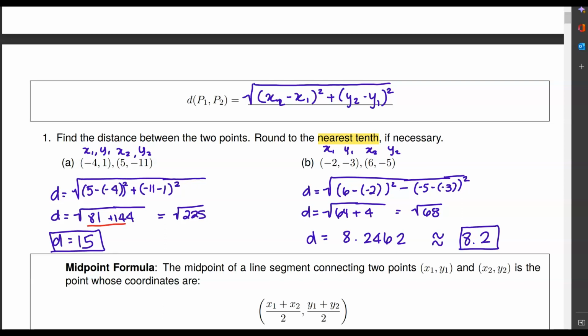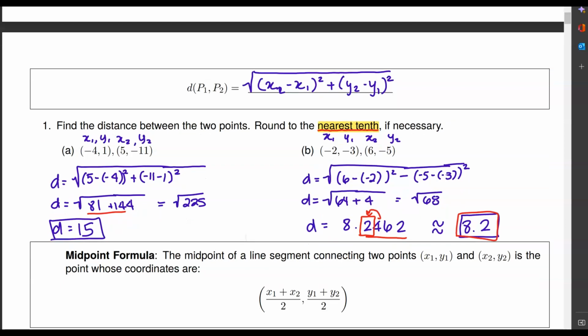So we're taking the square root of that and getting 15. Now for B, notice that we were asked to round to the nearest tenth. So in doing the calculations, we do end up with 8.2462. Rounding that to the nearest tenth, that's going to be the 2. And because the helper is less than 5, it's going to keep it as a 2. So our answer is just 8.2 for that one.